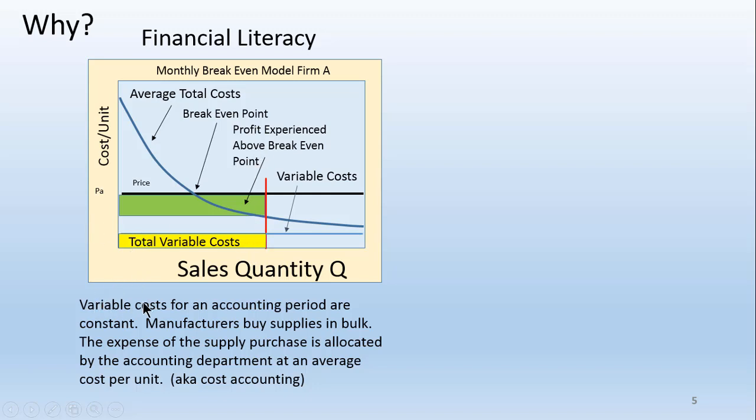And the key thing here is variable costs from an accounting period are constant. Manufacturers buy supplies in bulk. The expense of supply purchase is allocated by the accounting department at an average cost per unit. Good old cost accounting. So, as an example, if I'm building 1,000 cars, I'm going to go buy 4,000 tires. The cost of each tire is the average cost of that bulk acquisition. It doesn't increase with each tire that goes out the door. It just doesn't do that.